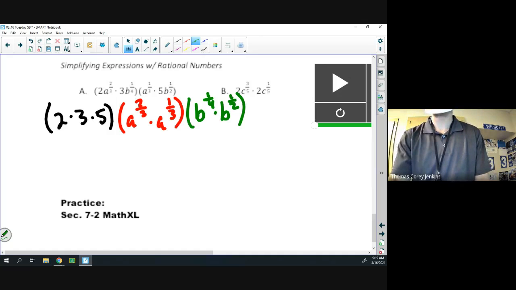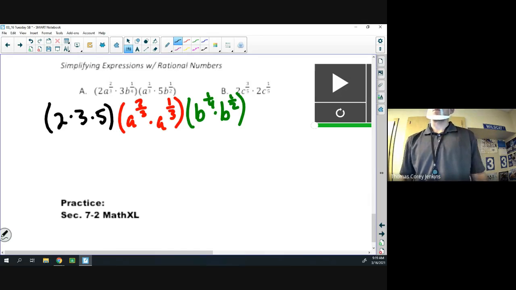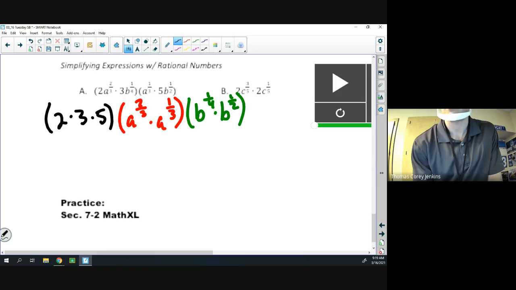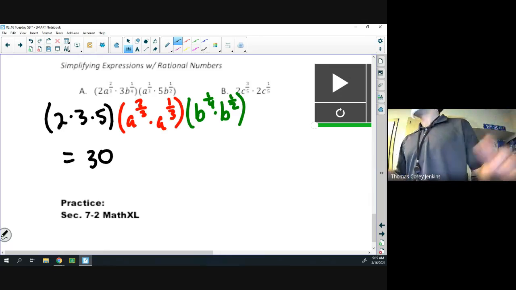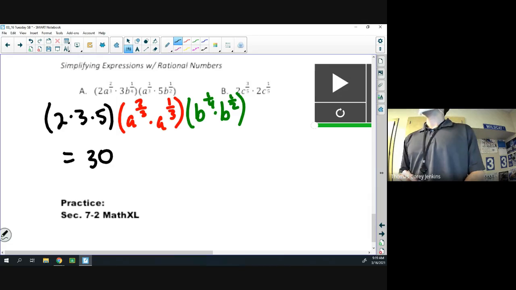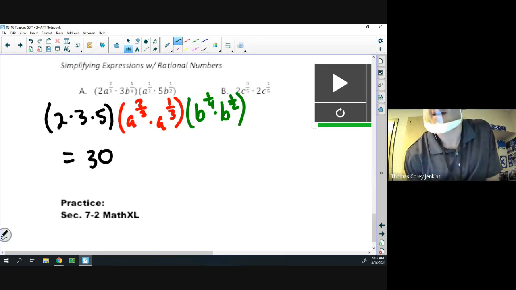The coefficient is pretty simple and straightforward. In my calculator, 2 times 3 times 5 gives me 30. Remember what we would be typing in for our power rule. For my exponent of a, I want to know what's 2/3 plus 1/3. You should know that without a calculator. What's 2/3 plus 1/3? 1, right? So you get a to the 1.